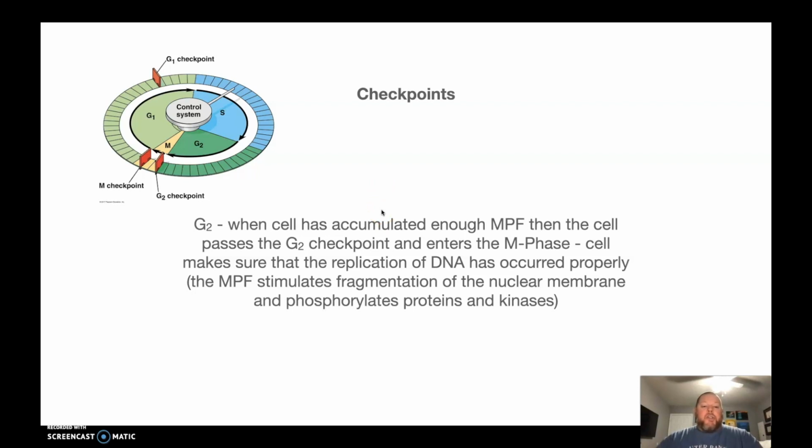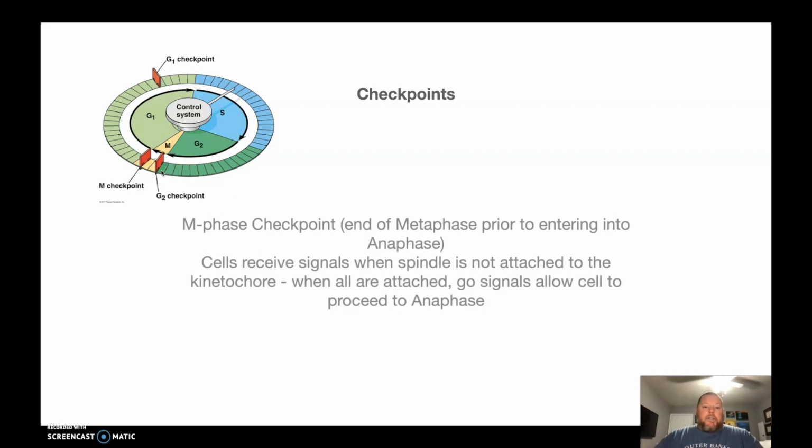All right, the cell is going to make sure that the replication of DNA has occurred properly, and the MPF will then stimulate the fragmentation of the nuclear membrane, and it will phosphorylate proteins and kinases. And remember, when things become phosphorylated, they become more reactive. So this is going to happen at the end of G2. All right, so then we're going to enter into the M phase, and the first part of that is going to be mitosis. All right, so during mitosis, you're going to go through prophase, prometaphase, and metaphase, and that's when the chromosomes are lined up along the middle.